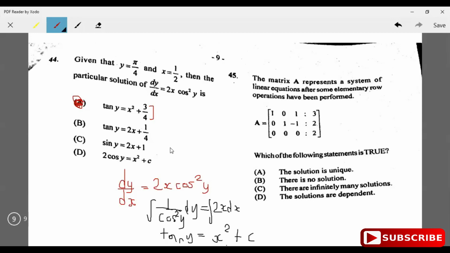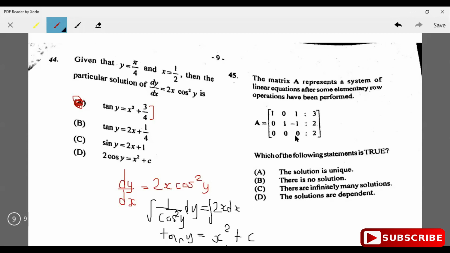I'm positive, sir. Look at the bottom row. 0x plus 0y plus 0z. Oh, infinitely many solutions? No. Tell me what the last row is saying. What's the last row saying? You have no x, no y, you have no z values, right, sir?